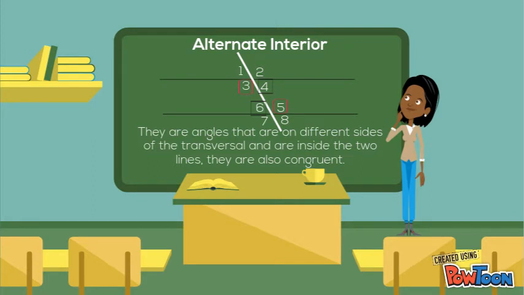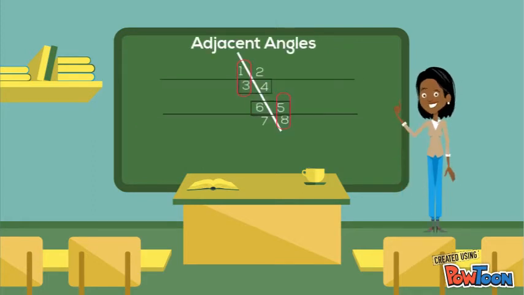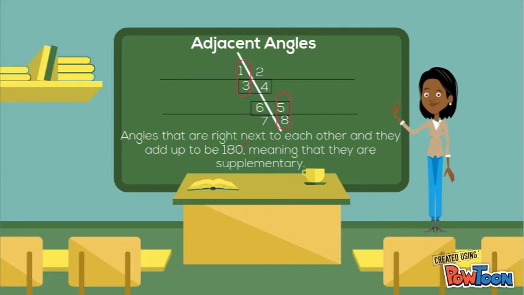Adjacent angles are angles that are right next to each other and when added up equal 180 degrees, meaning that they are supplementary. Now, some examples are 1 and 3 and 5 and 8, as well as 2 and 4 and 6 and 7 and 6 and 5.